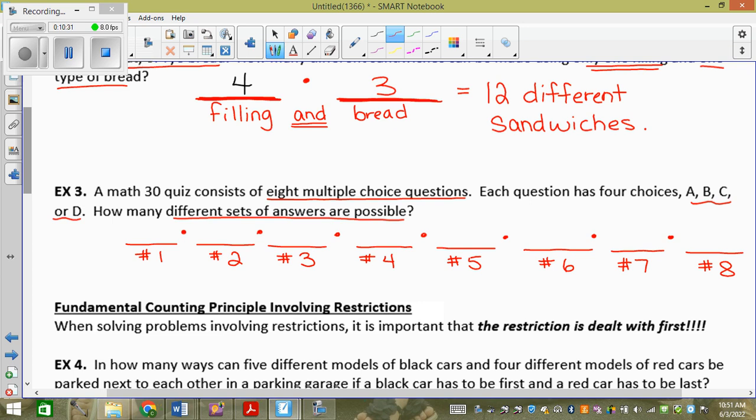Well, we know for a multiple choice, how many answers can I pick per question? 4. That's right. I'm making an answer set here, like an answer sheet. How many would be correct? 1, right? So I'm choosing one answer per blank, correct? One correct answer per blank. That's why I can use these blanks, because I have one correct answer here, one here, one here, one here, one here, one here, one here, one here. That's why I can use the blanks, because there's one correct answer.